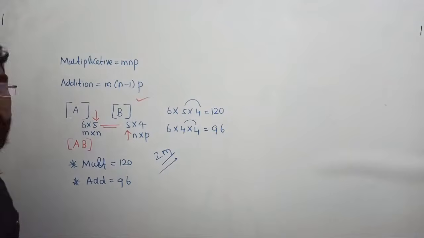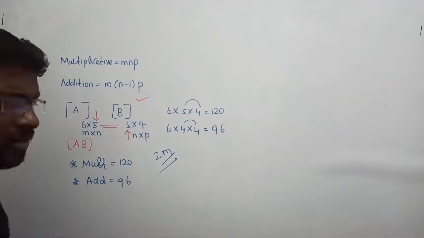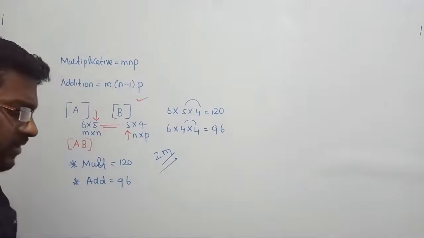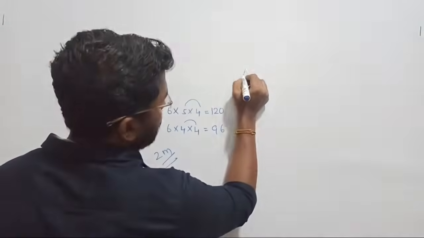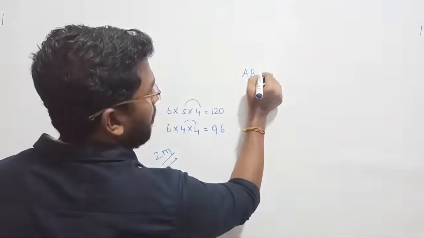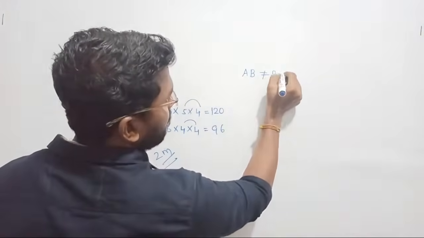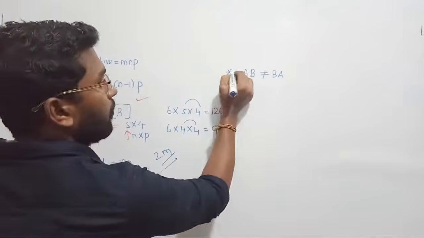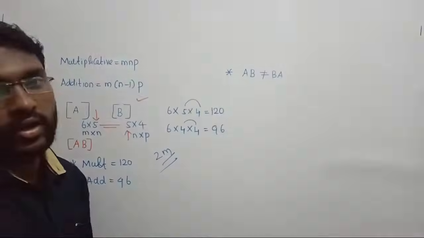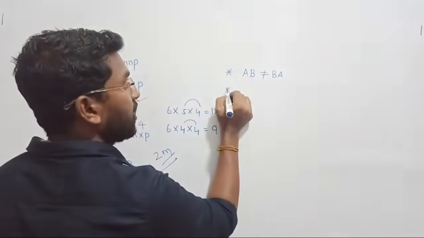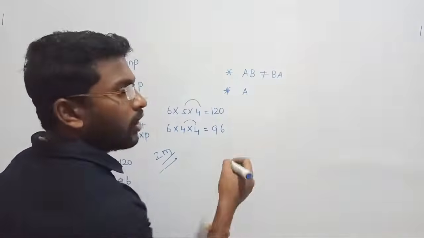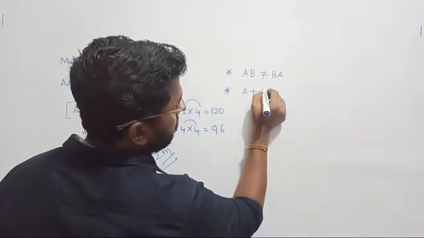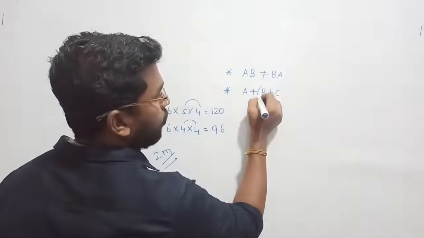These are the properties of your matrix multiplication. Apart from that, some other things are there. Matrix multiplication, A into B, may or may not be equal to B into A. So matrix multiplication may or may not satisfy the commutative property. We cannot give assurance for that. But it will satisfy the associative property. Associative in the sense, what can we do?